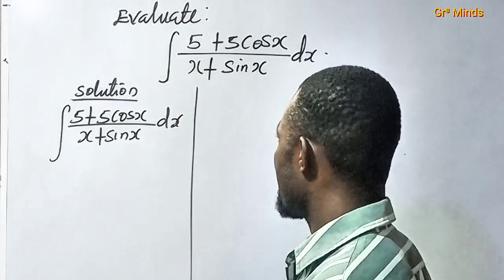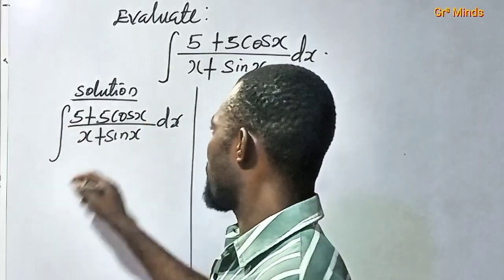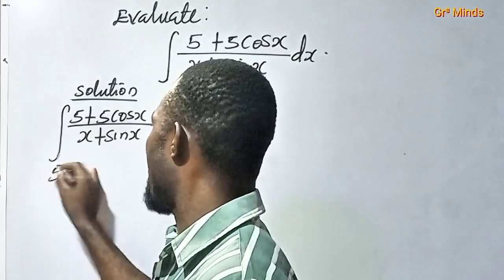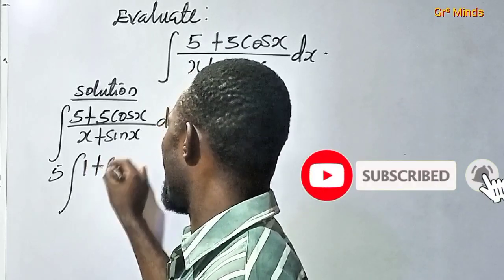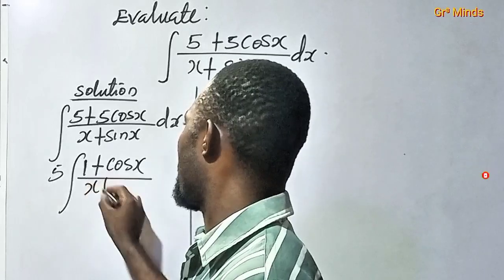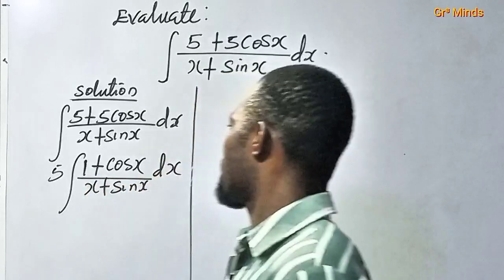Let's evaluate this simple but tricky integral question. First of all, let's factorize 5 out. We have 5 integral of (1 plus cos x) all over (x plus sine x) dx.